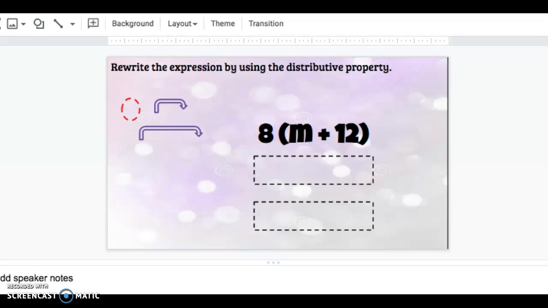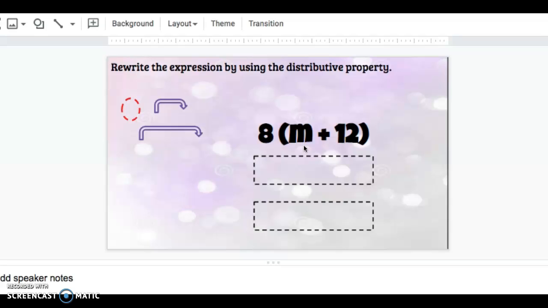Okay, so our problem here today says to rewrite the expression by using the distributive property. Now we have the distributive property just like last week. Nothing's changed with that, okay? But if you notice in the problem that there's a letter here now, that letter is called a variable.